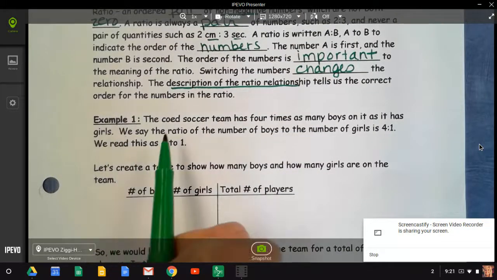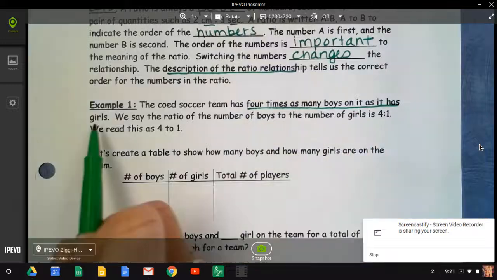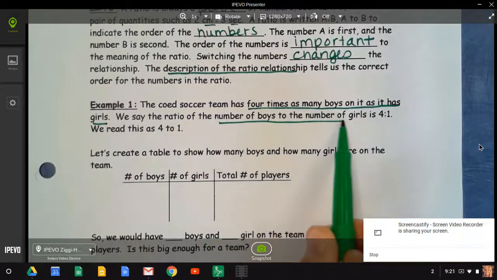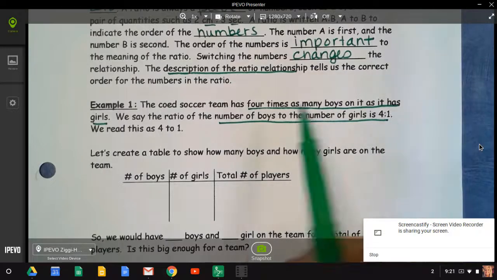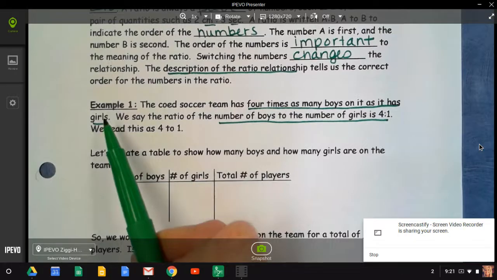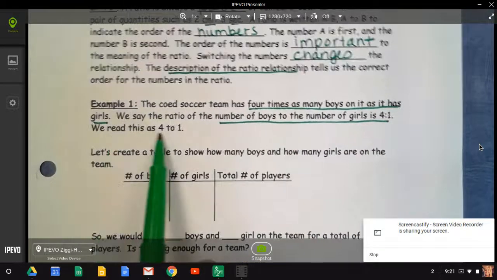Okay, example 1. The co-ed soccer team has 4 times as many boys on it as it has girls. We say the ratio of the number of boys to the number of girls is 4 to 1. Notice 4 times as many boys, that means there's 4 boys, and it says as it has girls, so that means there's 1 to every 1 girl. We read this as 4 to 1.